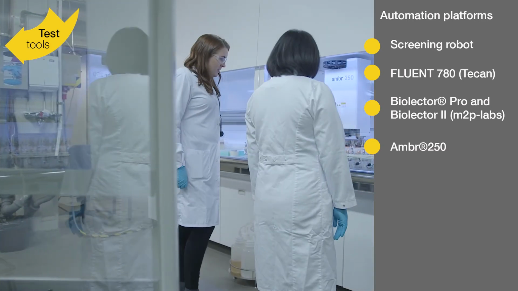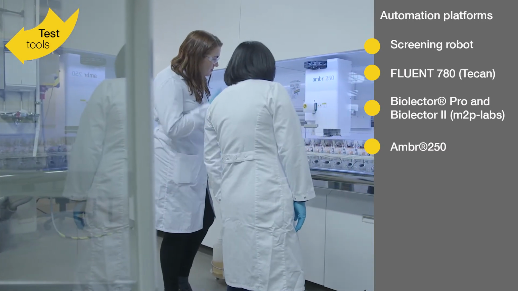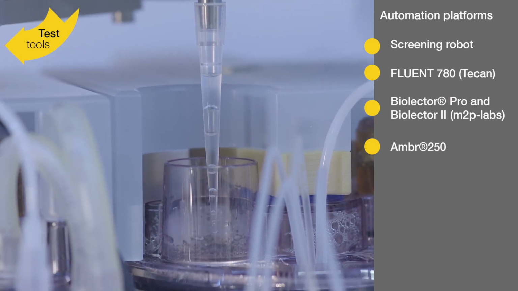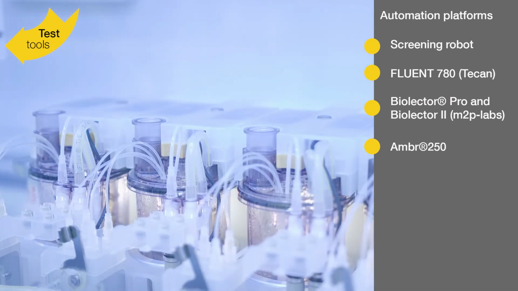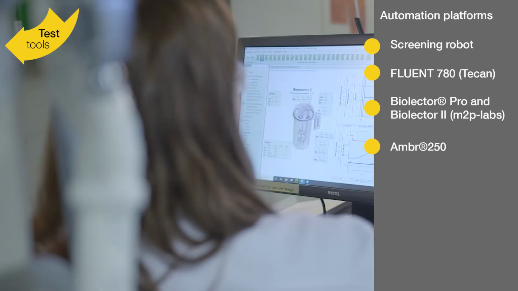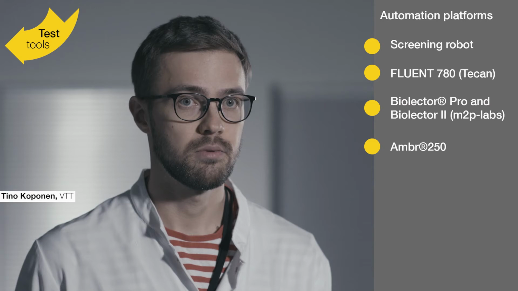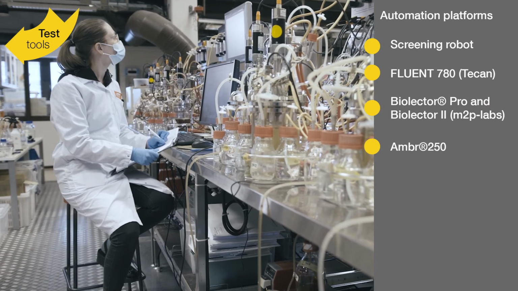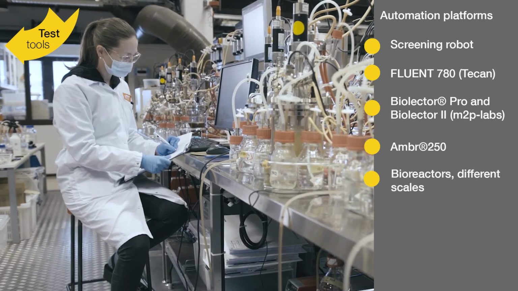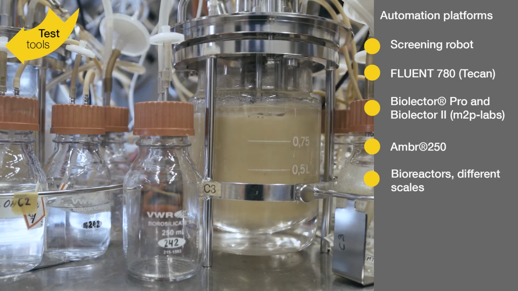And then we have an Amber 250 system, which is a bioprocess automation system where we have 24 bioreactors, and there we can also test the strains in a larger scale, which resembles traditional bioreactors, which then also represent the pilot scale and the industrial scale that we aim to do. We can carry out benchtop bioreactor experiments, so those are typically ranging from 1 liter up to 5 liters.